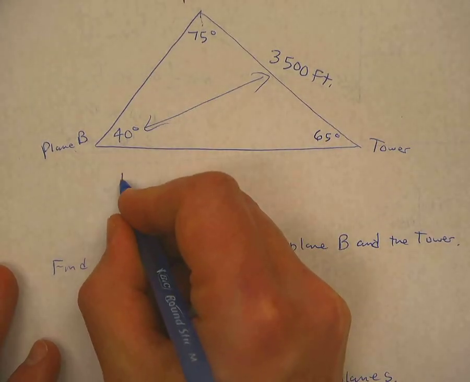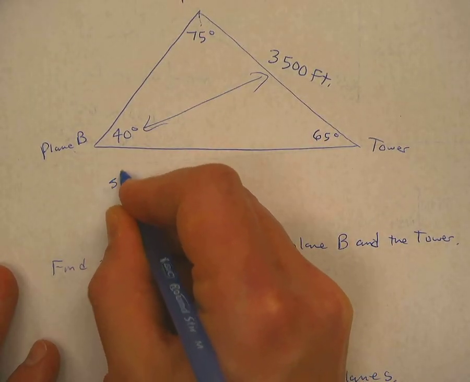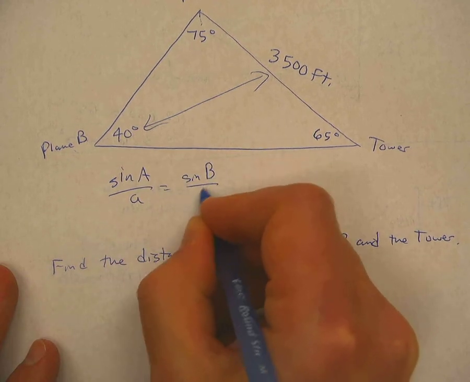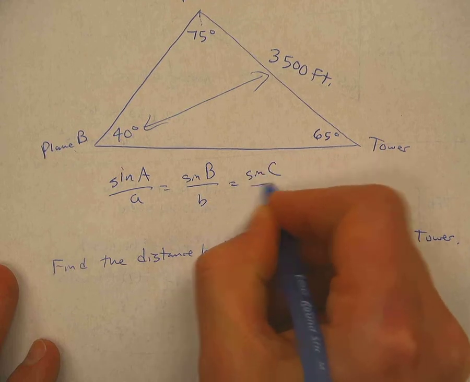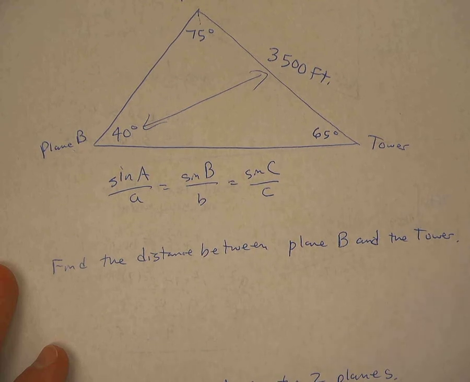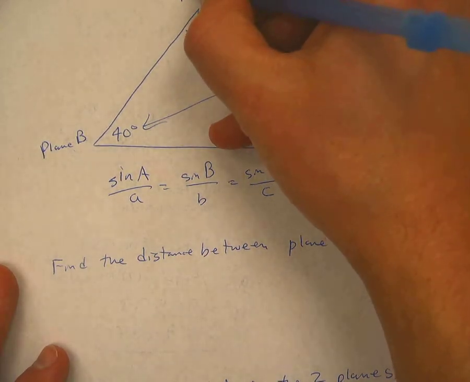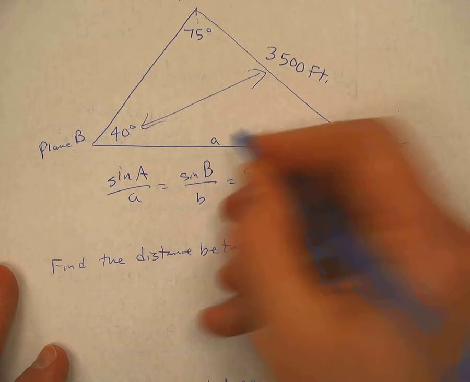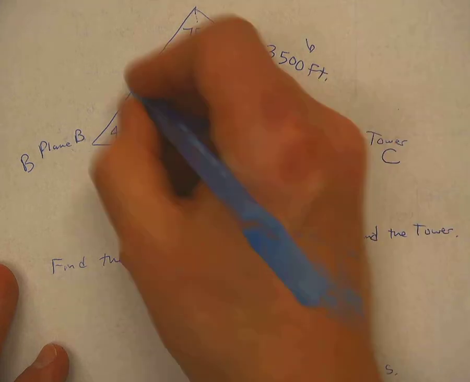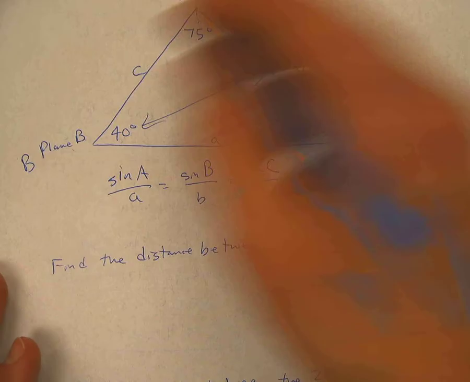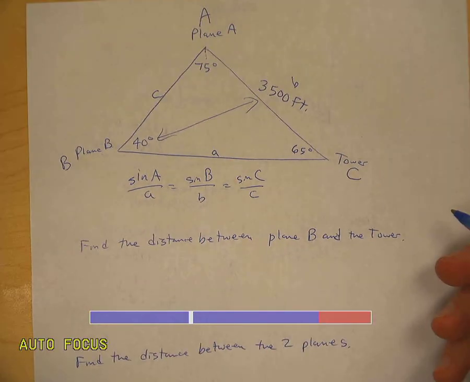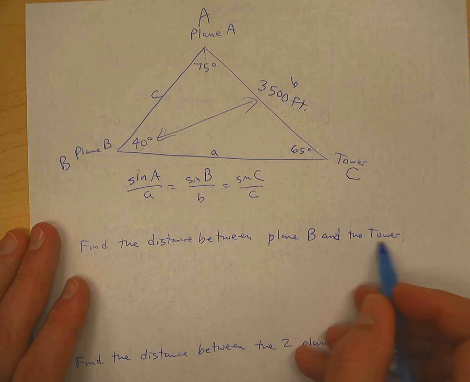Law of sines is the sine of A over a equals the sine of B over b equals the sine of C over c. Now it doesn't matter which one's A or which one's B. If this is big A, then this side has to be little a. If this is big B, this has to be little b. And this is big C, this is little c. Again, you can label them different ways, and that's okay. So I'm going to zoom out just a little bit. All right, to find the distance between plane B and the tower.